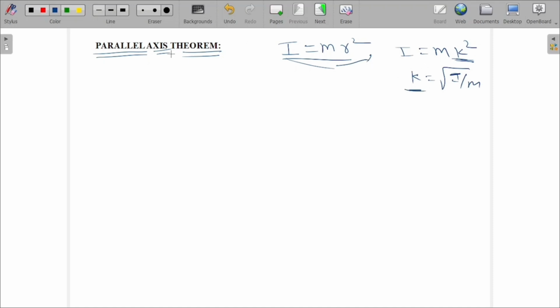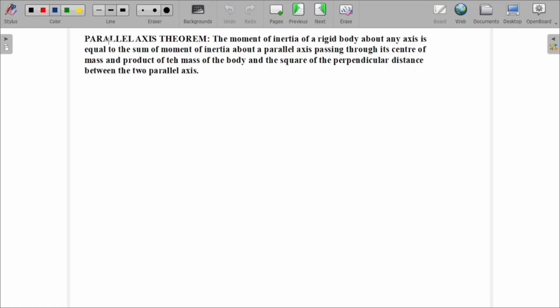Now we are going to discuss the parallel axis theorem. From the parallel axis theorem we can find the moment of inertia at any point. We'll see the examples later. Let's see what the parallel axis theorem is. So the statement is as given here.